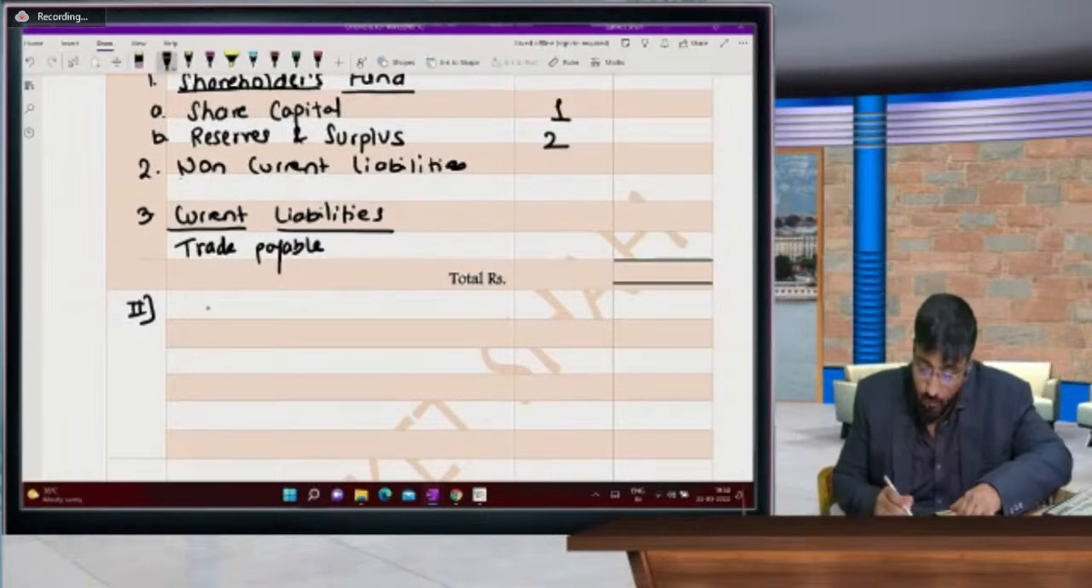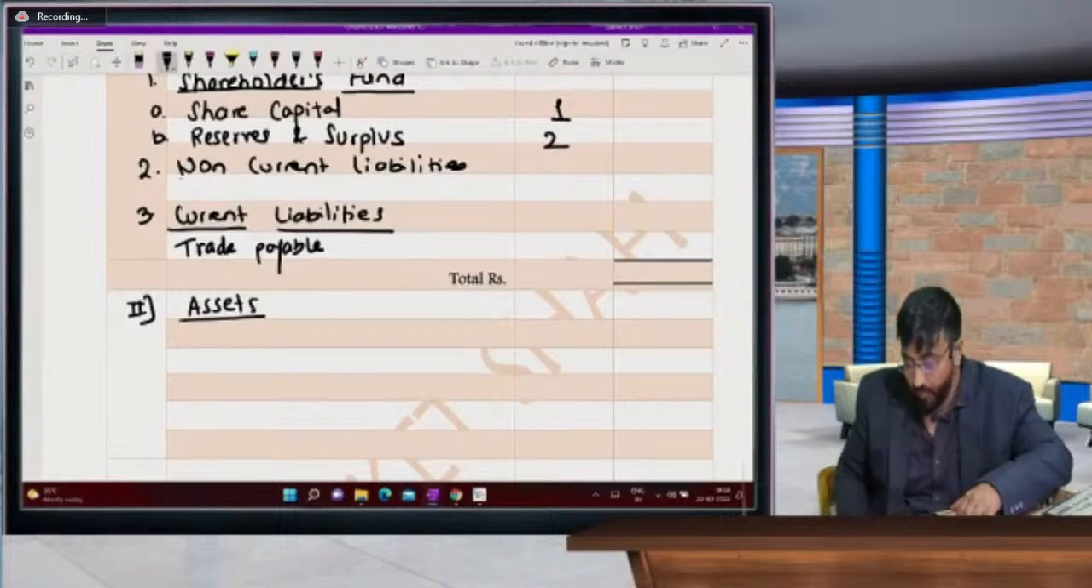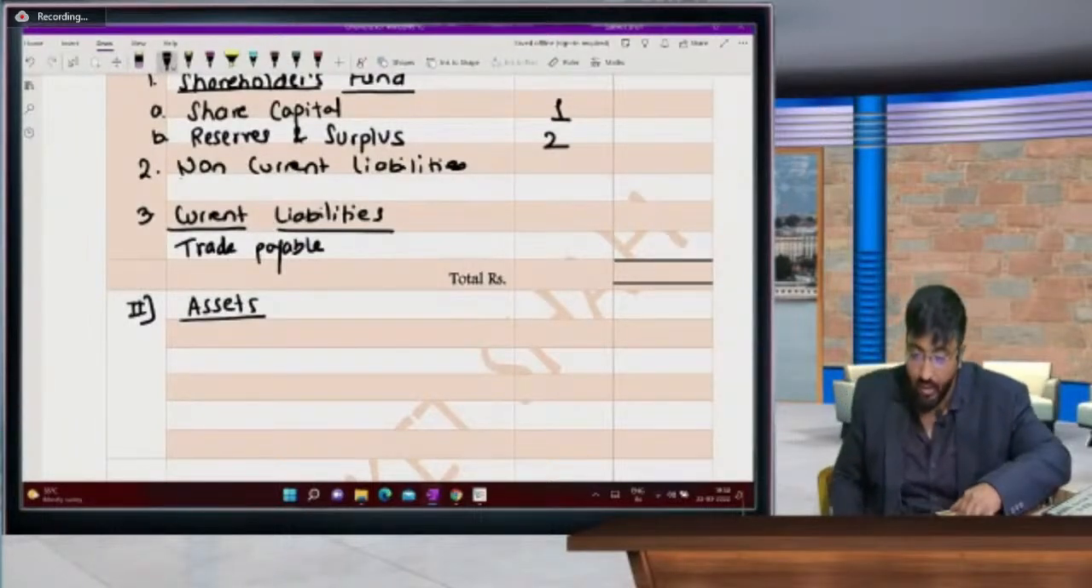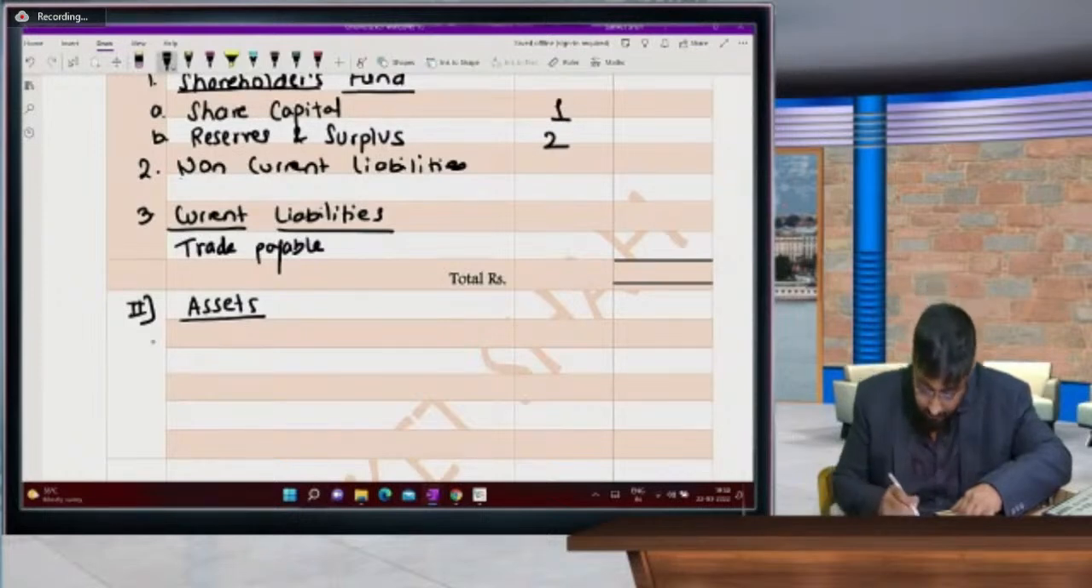Number 2. Assets. Yes, I will tell you how to write the notes.